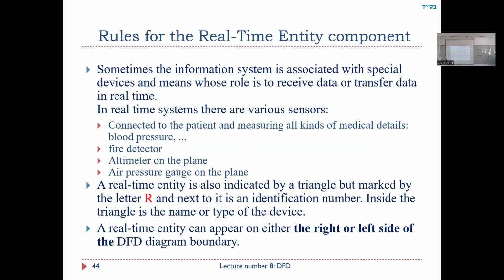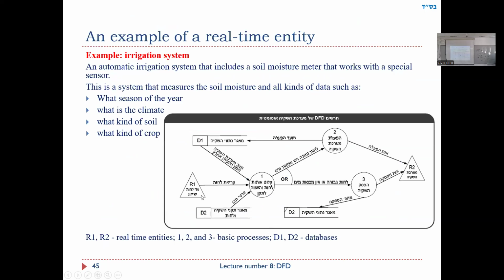Now we talk about real-time entities. Real-time entities can be on the right or the left. They can be sensors. A real-time entity is also indicated by a triangle but marked with the R. Here you see a real-time entity on the right and the left, and this is, for example, for detecting dryness of the soil, and this is to start the watering system.